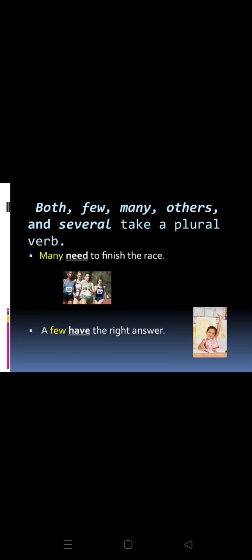Both, few, many, others, and several take a plural verb. Like, many need to finish the race; a few have the right answer. So obviously these are plural nouns, so it is going to take plural verbs.